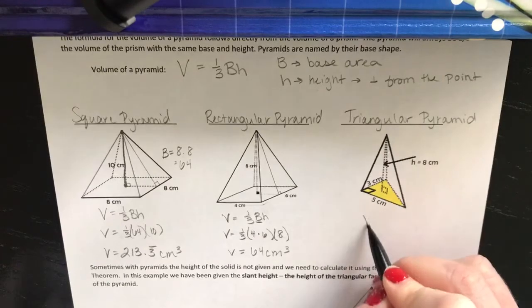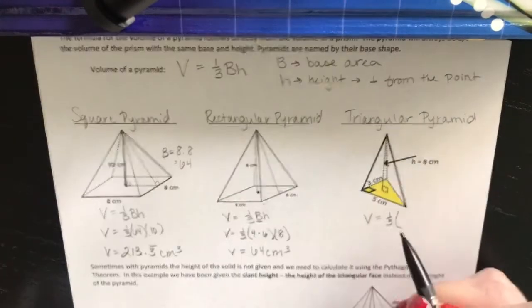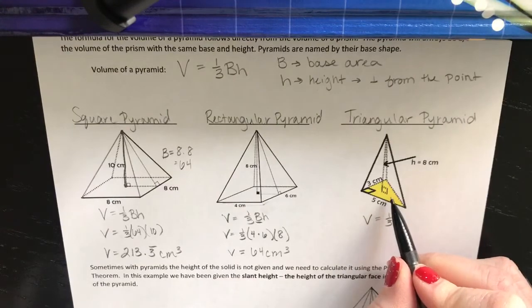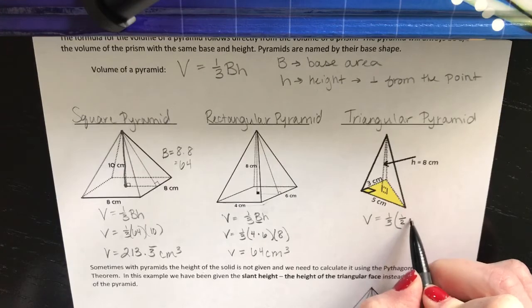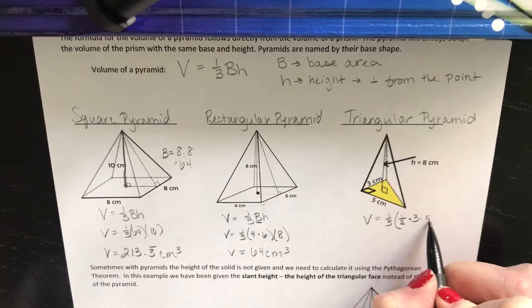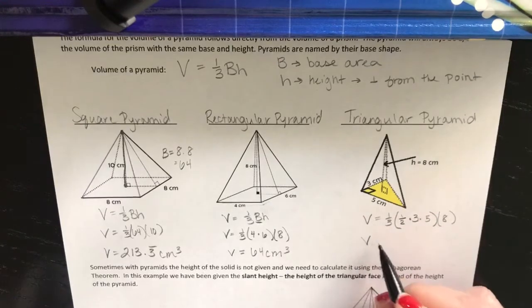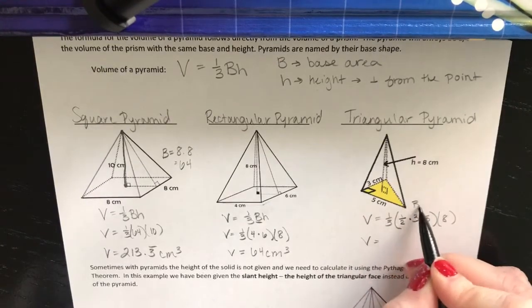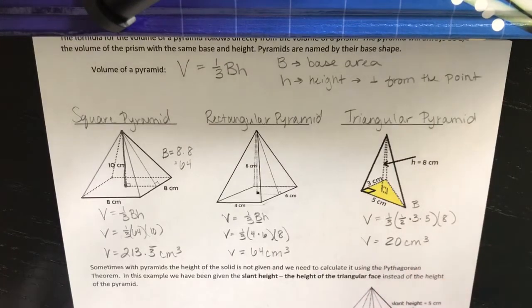And then lastly, the triangular pyramid, kind of the trickiest one with the formula, because the capital B, a triangle area, is 1/2 base times height. So if you look at the picture, it's 1/2 of 3 times 5. And then the height of the pyramid is 8. All those put together, this is my capital B for the triangle. This is going to get me 20 centimeters cubed.